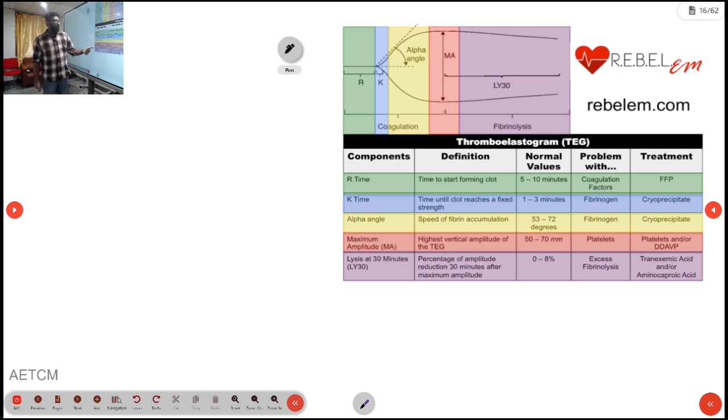The maximum amplitude is the highest vertical amplitude in the TEG, and that value is 50 to 70 mm. It is a problem with the platelets, and we can give platelets as a transfusion. Lysis at 30 minutes is between 0 and 8%, and if excess fibrinolysis is present, we can give tranexamic acid and EACA, epsilon aminocaproic acid.